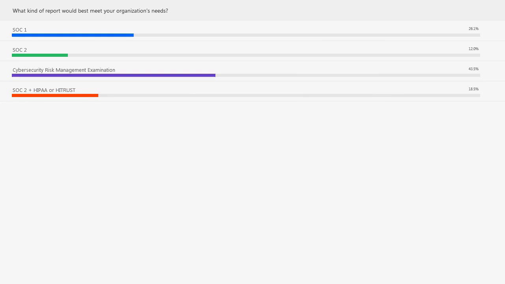26% think a SOC 1 report best meets their needs, 12% say a SOC 2, 43% like the idea of the SOC for cybersecurity, which I'm not surprised since it seems like a lot of organizations on the call aren't necessarily service providers, but organizations that read SOC reports. So this would be the type of SOC report that might be good for you to issue because it can show your cybersecurity framework and how you're mitigating those risks. And then 18% for a SOC 2 that incorporates HIPAA and HITRUST.